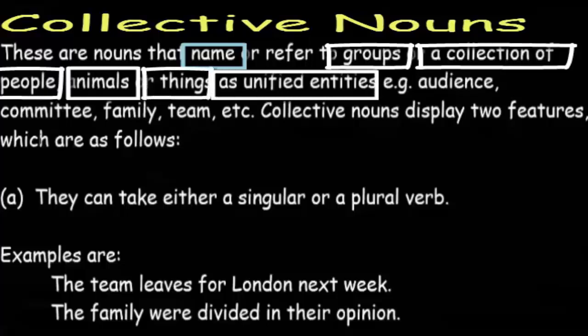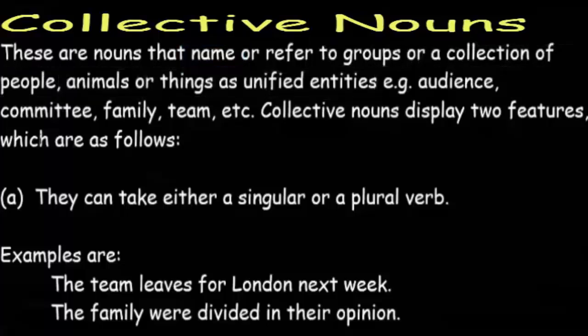That is, you bring a certain set of people together and then you group them as one. You bring animals together, you group them as one. You bring things together, you group them as one. For example, we have audience. But what makes up an audience? A collection of people. The collection of different persons makes up an audience. So audience in this case becomes a collective noun.